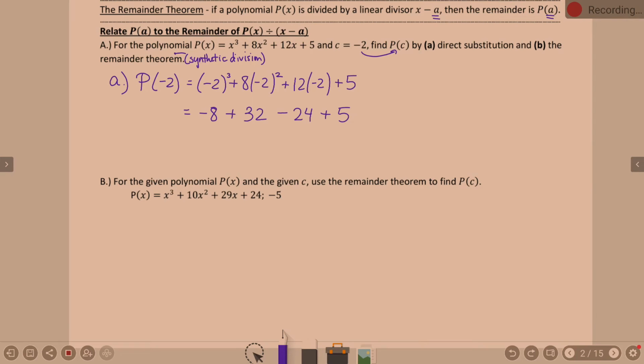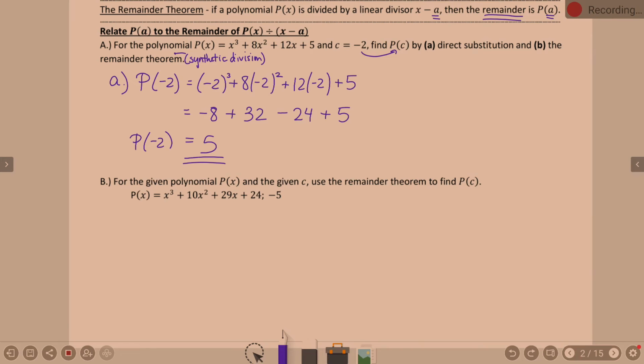Calculator can do the math for you. You can do it. -8 plus 32 is 24. Minus 24 is 0. Plus 5 is 5. We just found P of -2 to be 5. Folks, we just found the remainder. Okay? We just found the remainder. Now, maybe you like that way. Maybe you didn't like that way.